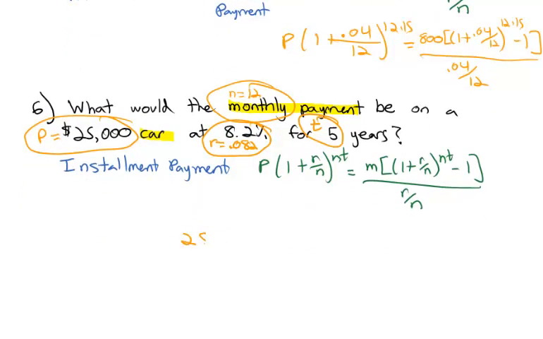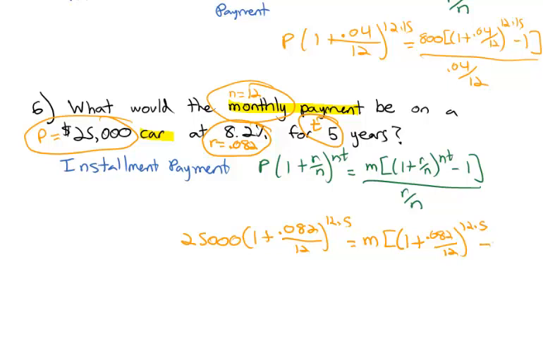So let's plug that in. $25,000 is the present value times (1 plus 0.082 over N, which is 12) to the 12 times 5 equals, we don't know the monthly payment. That's what we're trying to find. M times (1 plus R, 0.082 over 12) to the 12 times 5, minus 1, all over R over N, 0.082 over 12. And then from there, we could solve this equation for M, the monthly payment.